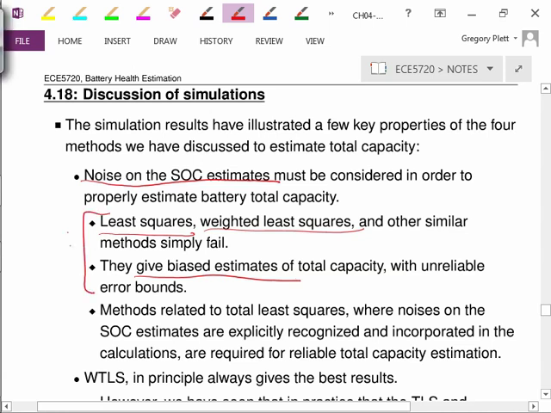This here is a big warning. We looked at the goodness of fit, and the goodness of fit said, no, stay away, danger, danger. Methods related to total least squares, however, where we do consider noises on the SOC estimate, are required, and they do give reliable total capacity estimates.